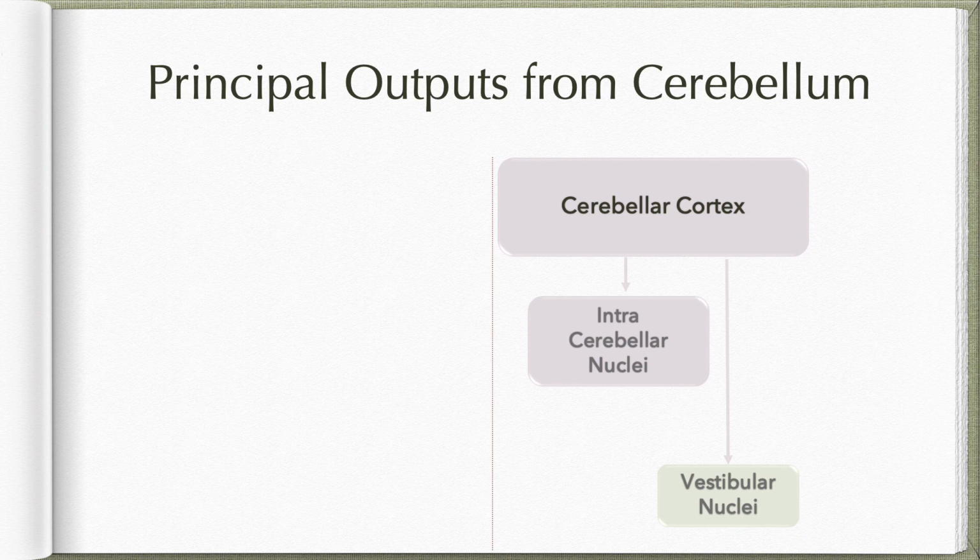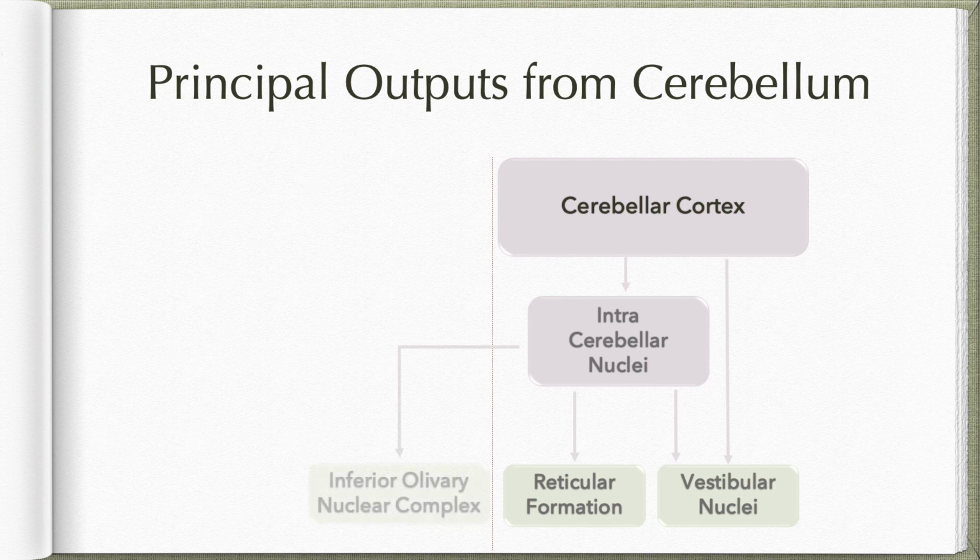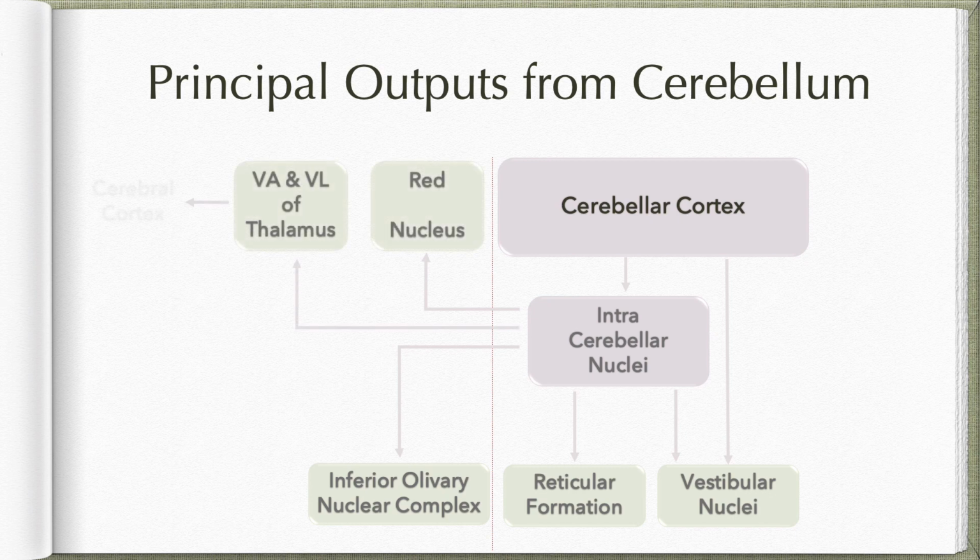Now, from the intracerebellar nuclei, the projection is to the vestibular nuclei and to the reticular formation. Both these sources will be receiving bilateral projection from the cerebellar cortex. Intracerebellar nuclei will also project to the contralateral inferior olivary nuclear complex, contralateral red nucleus, and contralateral ventral anterior and ventral lateral nucleus of the thalamus, from where it will be sending information to the cerebral cortex. So these are the principal output areas from the cerebellum.